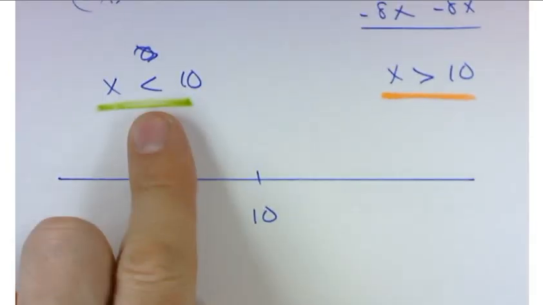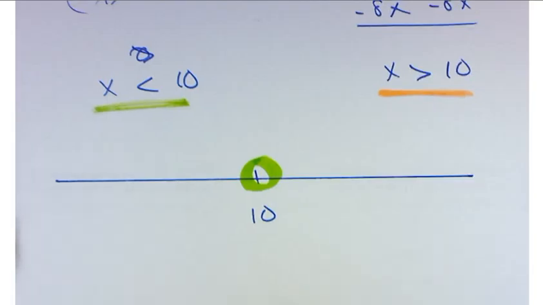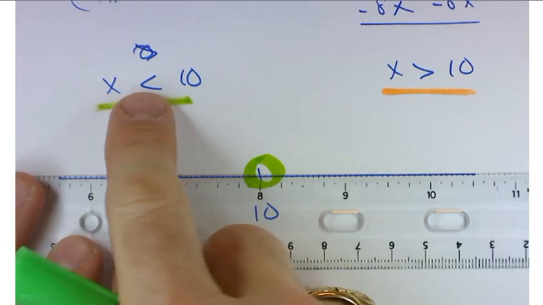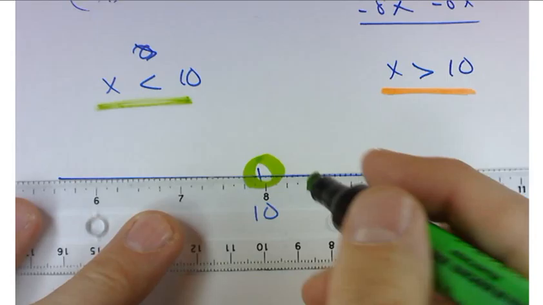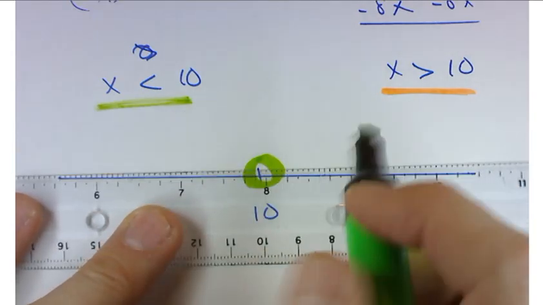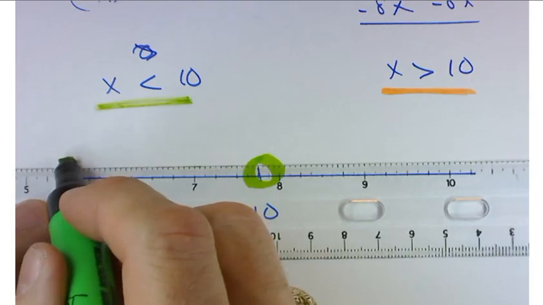So x is less than 10. The way I could draw that would be a hollow dot. How come I'm putting a hollow dot on that 10? Yeah, you're not including the 10. You're not including it because it's a less than, not a less than or equal to. Which way is the arrow going to run? To the left or to the right? To the left. So arrow to the left. It's going to look like that.